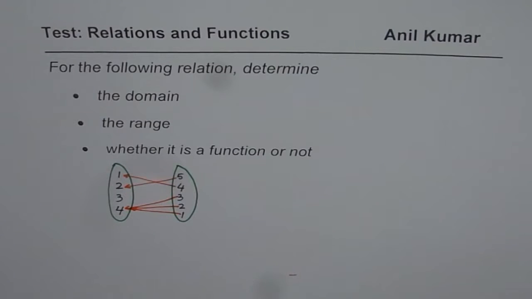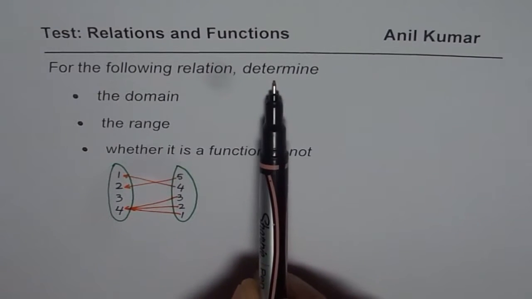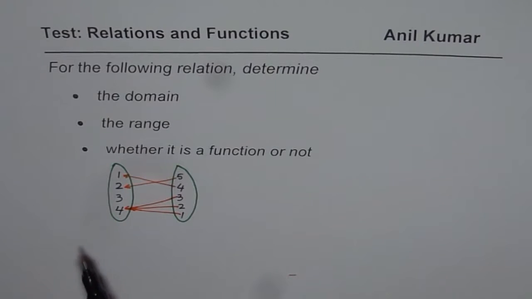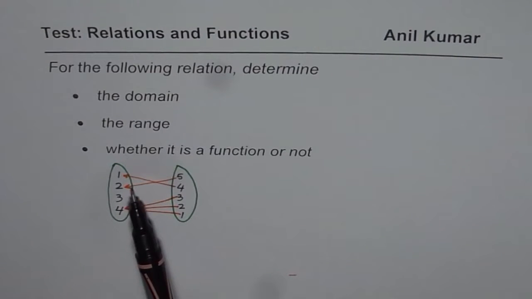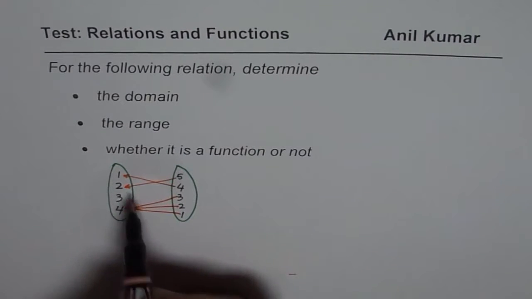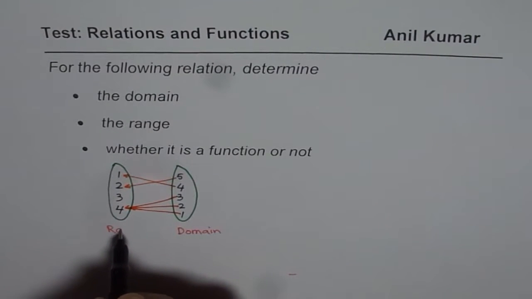So I've kind of copied the question from there. The question for you is the same with a very minor change. The question is, for the following relation, determine the domain, the range, whether it is a function or not, and here is that mapping diagram. Now it is important to note that the arrows are from right to left. So the domain is this part. Do you understand? This part is domain and that part is range.